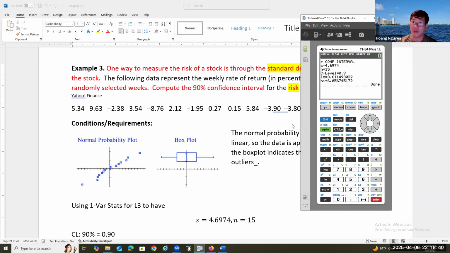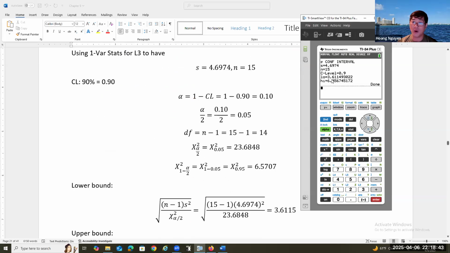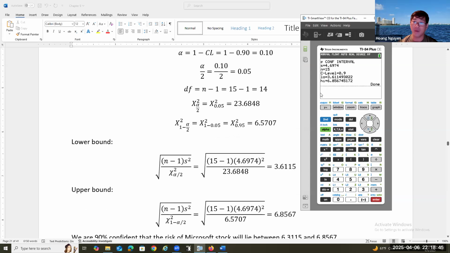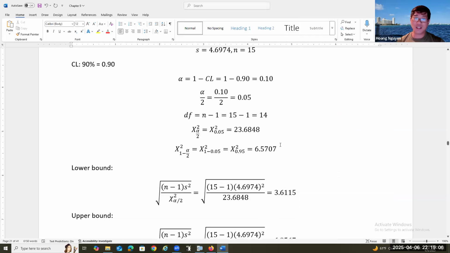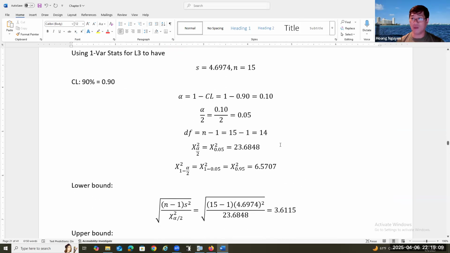So this is going to be the lower bound. So lower bound is 3.6115, and then the upper bound is going to be 6.8567. So the answer is the same as what we just completed. So you can do the calculation by hand to estimate the confidence interval for the population standard deviation or variance, or you can use the program Math 200B to expedite your calculation. Okay. So this is the first example. You can take a look at this work right here, which shows step-by-step how we approached the answer to estimate the confidence interval for the population standard deviation.